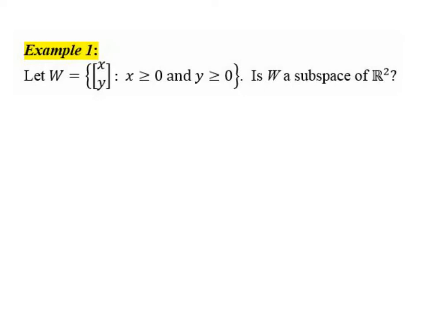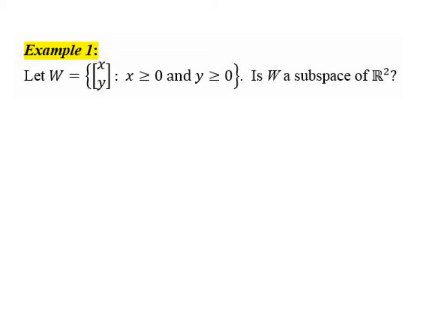In this example, we're asked to determine if a certain collection of vectors is a subspace of R2, which would be the set of all two-dimensional vectors with real entries. So here we've got a subset. We've got just the vectors whose entries are both greater than or equal to 0.